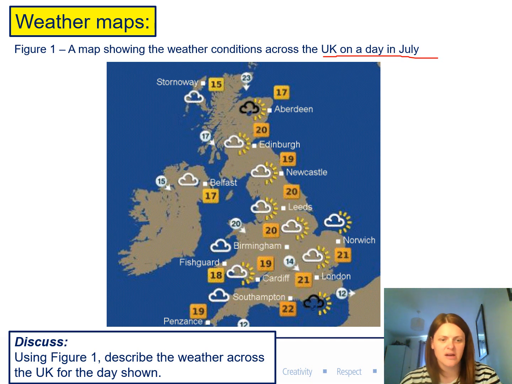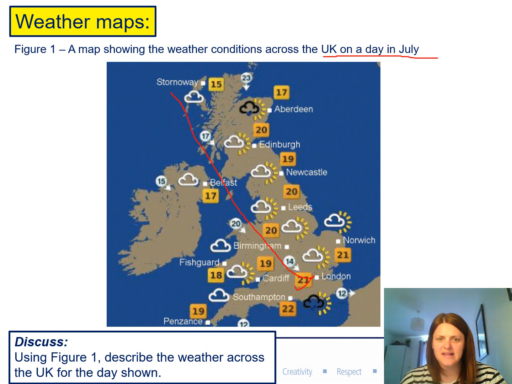What I'd like you to do is describe the weather across the UK for the day shown. Now you can do this in the form of a weather report. So you can say what's it like up in Scotland all the way down to London. How has it changed as you go from north to south? Now let's have a look at some of these images on the weather map.